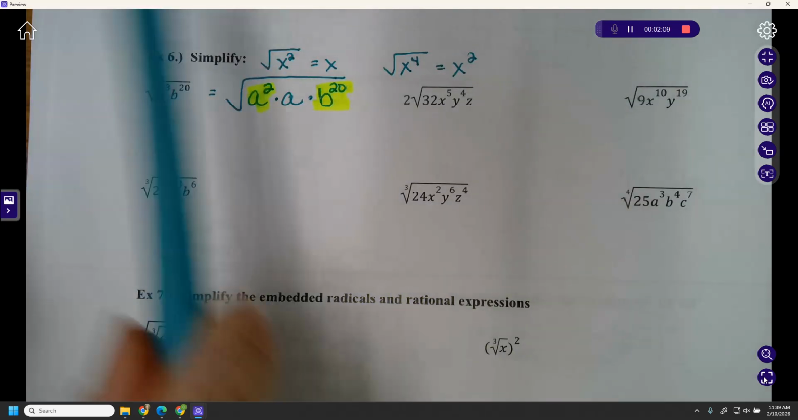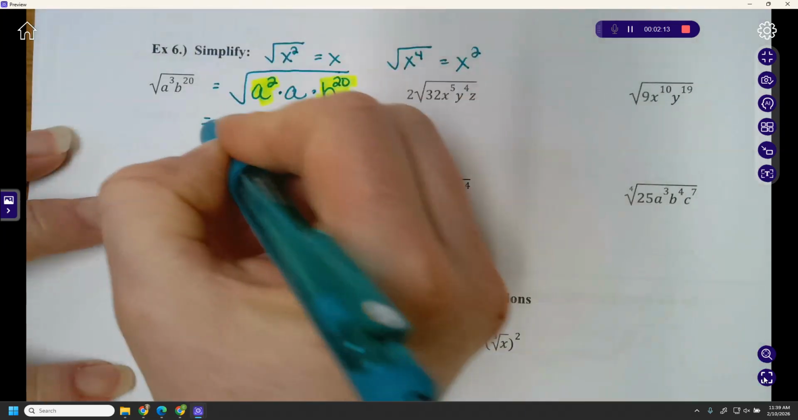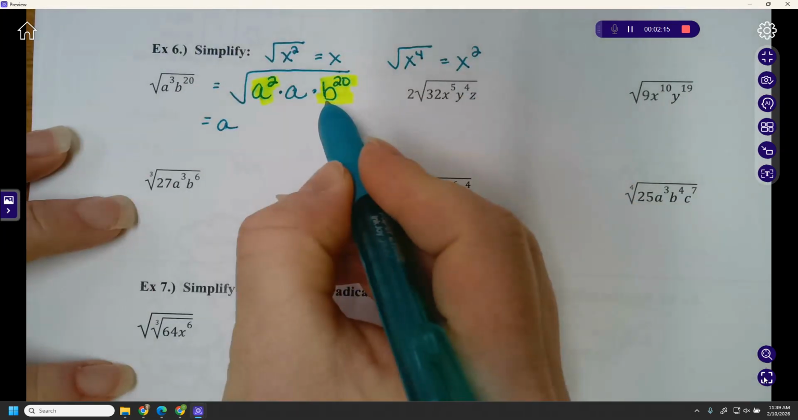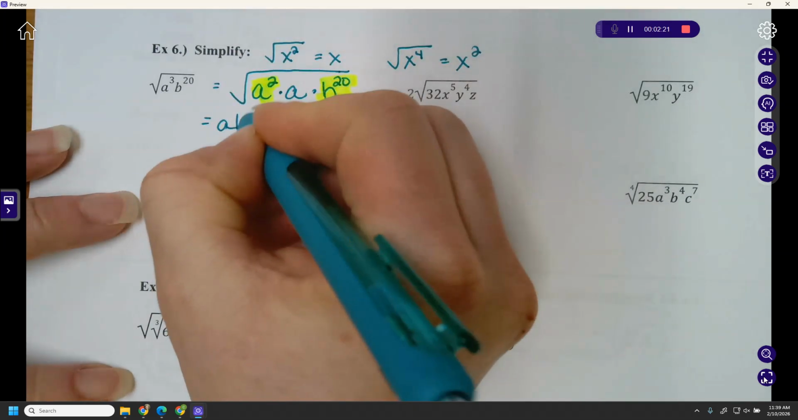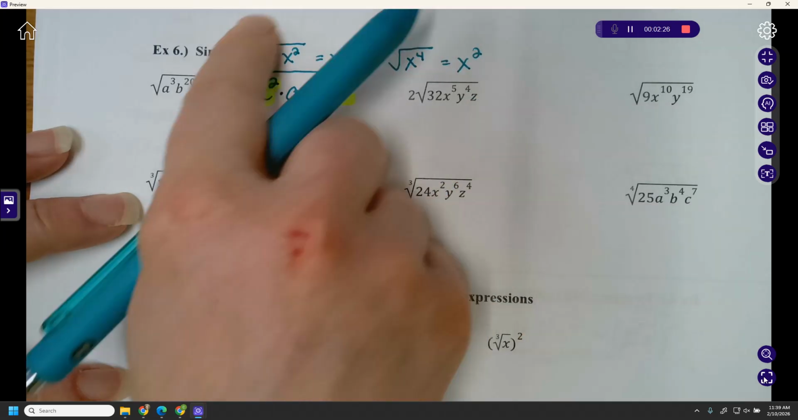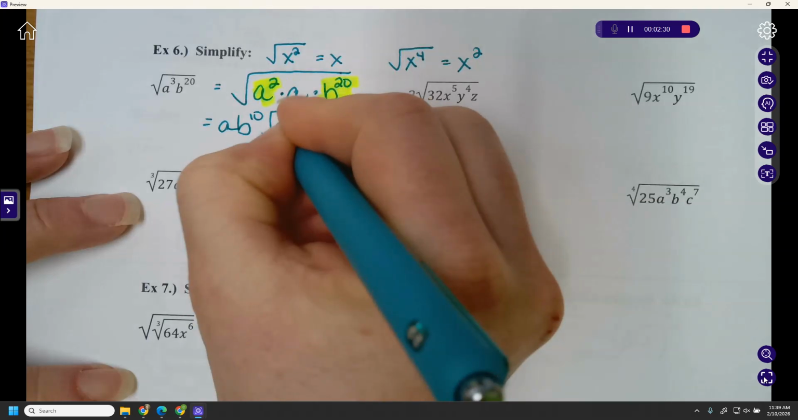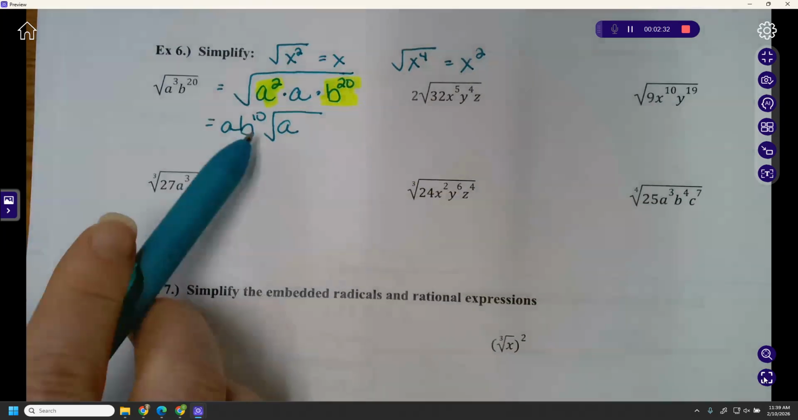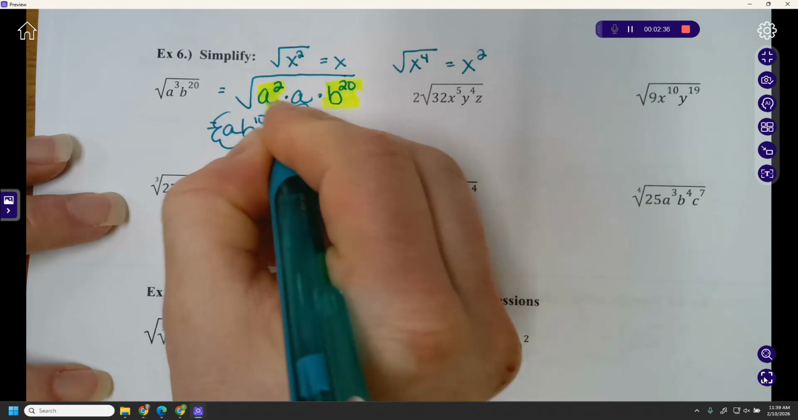The square root of a to the second is a. That's going to come out of the radical. The square root of b to the 20th is b to the 10th. b to the 10th times b to the 10th gives me b to the 20th. So b to the 10th comes out. Those now are no longer inside the radical because we simplified them and they came out. So what's still underneath is a. And so this would be the most simplified: a b to the 10th times the square root of a.